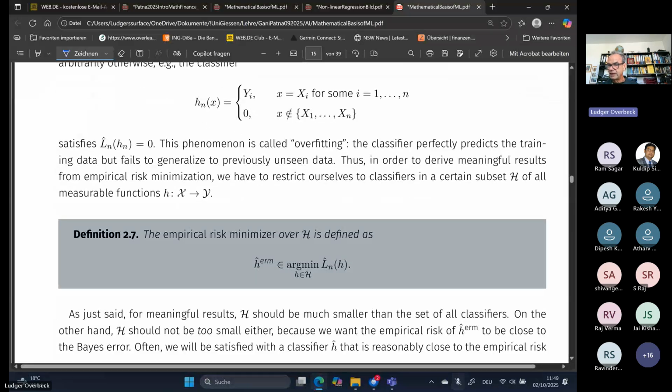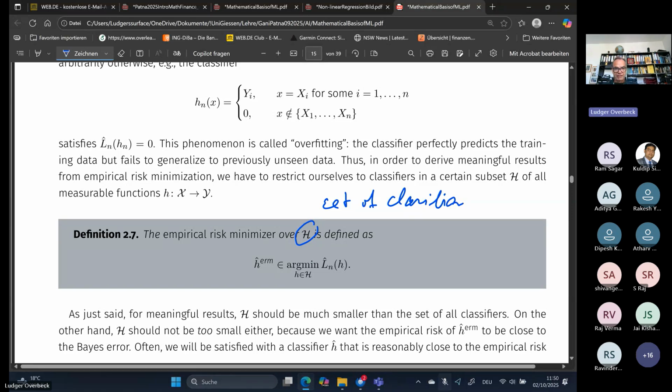Okay. Now it becomes more concrete. We take now a class of H. Because if we take all, we always find this one here. On your data set, it's always optimal. The empirical error given the data, this one is always optimal. So you have to restrict it to some set. Set of classifiers. Because we don't want to have this overfit.